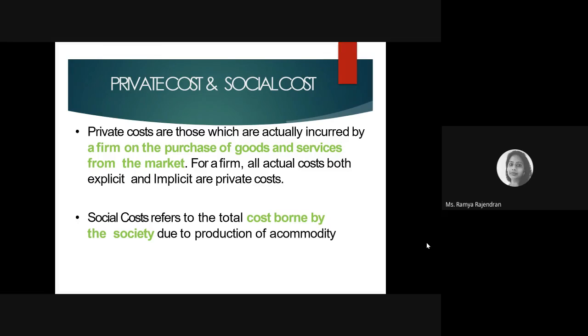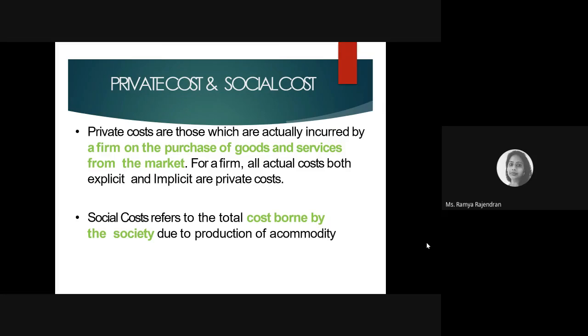For example, imagine you're starting a dyeing factory in Tirupur. You are paying your employees, you are using your own land, you're building your own factory, and you're also working. Your salary and the rent for your own land become your implicit cost, and the money that you're paying for your employees, and the building cost and machinery cost become your explicit cost. So all this becomes your private cost.